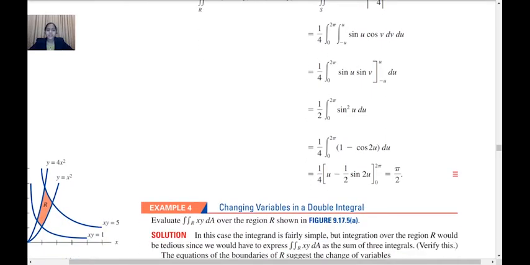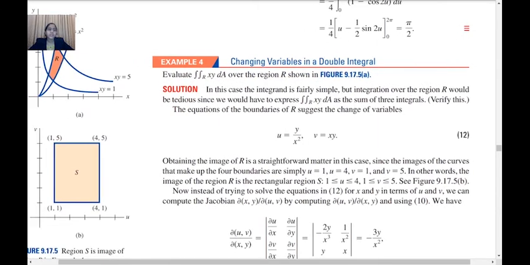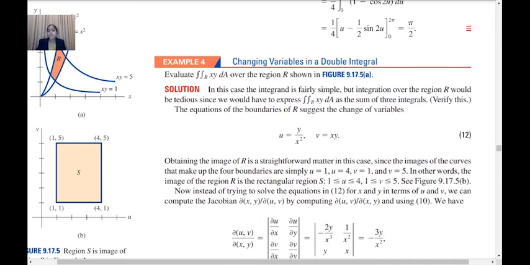Now we shall see just one more example which is given in your textbook. In the previous example, the integrand was a bit complicated, that is we had sin(x+2y) cos(x-2y). Now here we are asked to evaluate the double integral over R of xy dA over the region which is given to us. Here the integrand is simple, it's just xy, but the region is a bit complicated. It is formed by the intersection of the parabolas y = 4x², y = x², and the curves xy = 5, xy = 1. So here the problem is with the region.